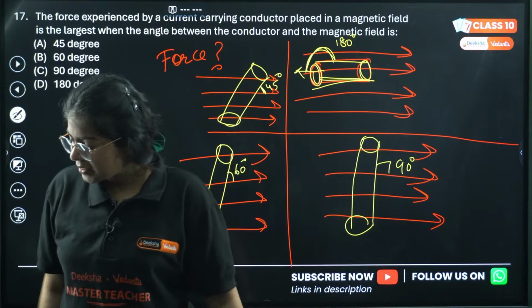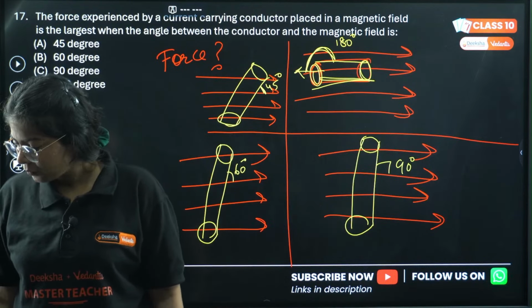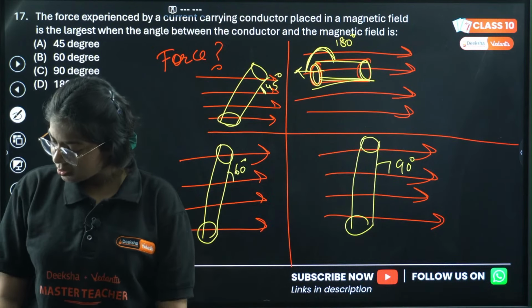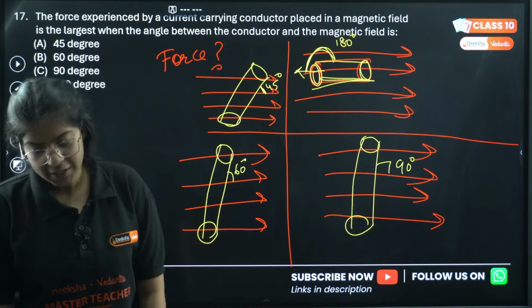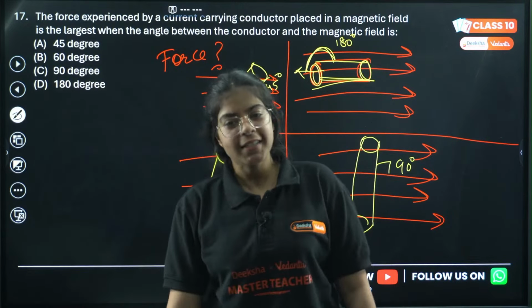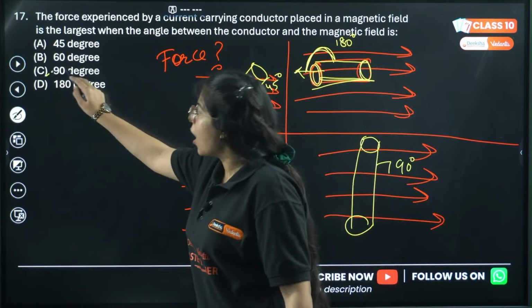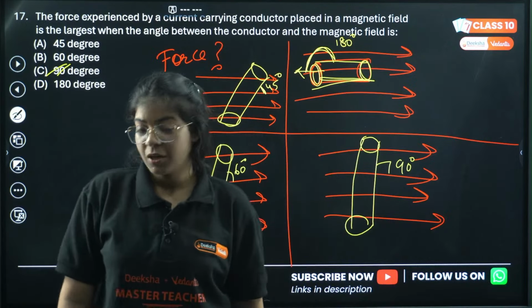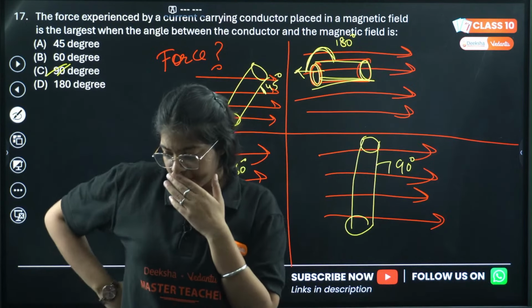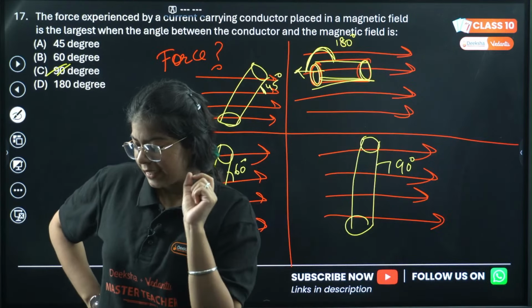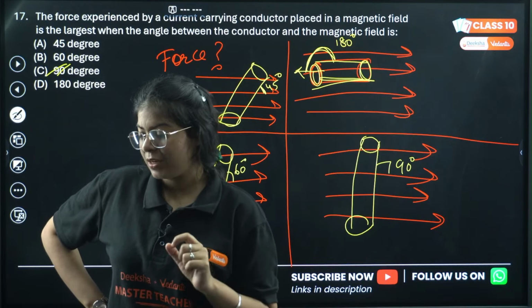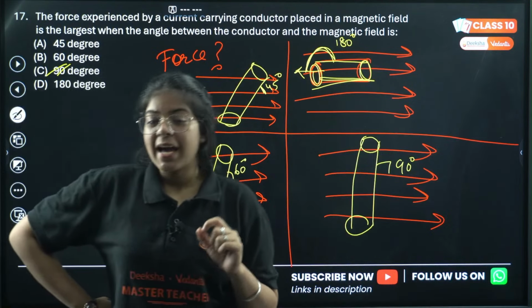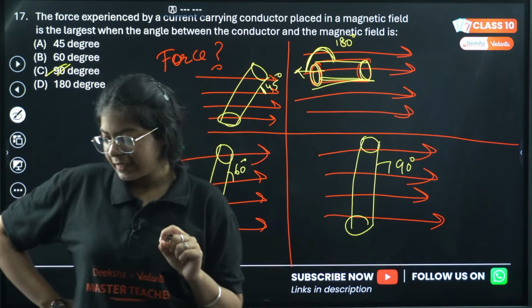90 degrees. Amit is saying C, Anil is saying C, Danish is also saying C. Abhimanyu is saying 90 degrees. So all of you are correct. This is 90 degrees. But how did you answer this? What is the logic behind your thinking, or did you just cram it? Why will the force be maximum at 90 degrees? Can anyone answer this question?